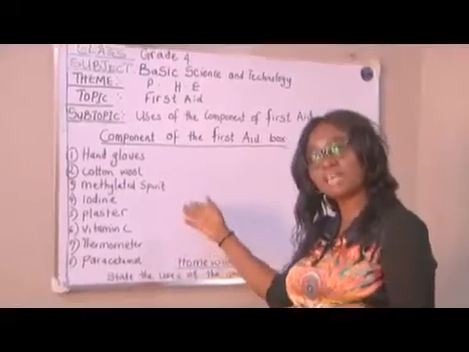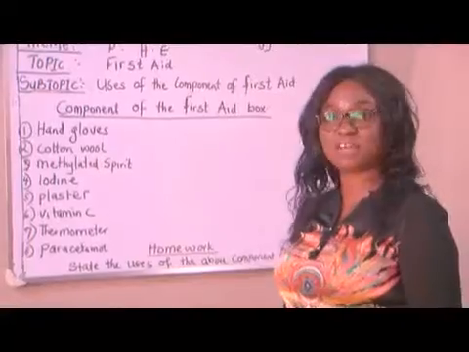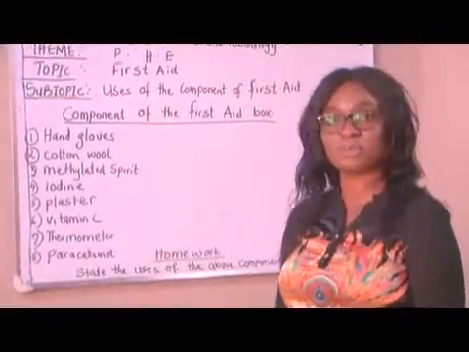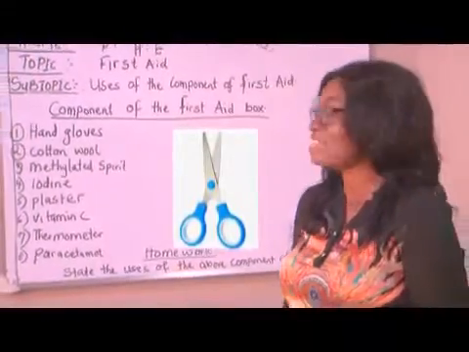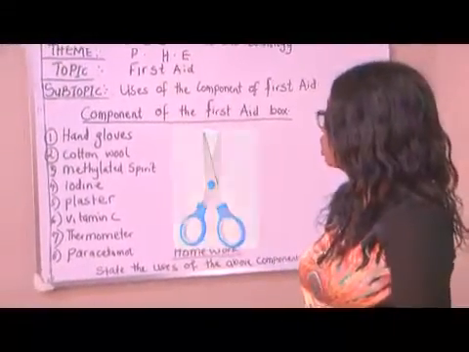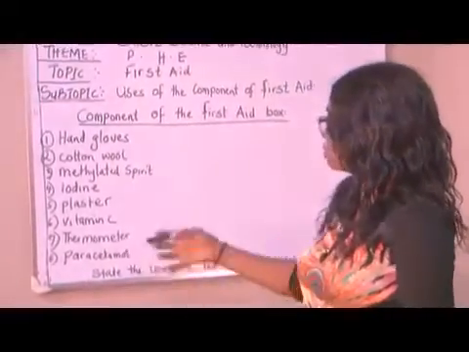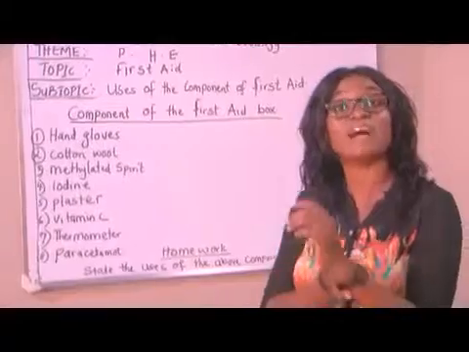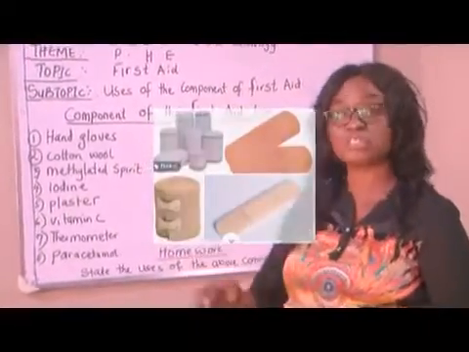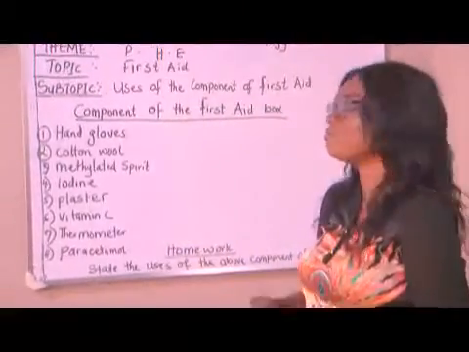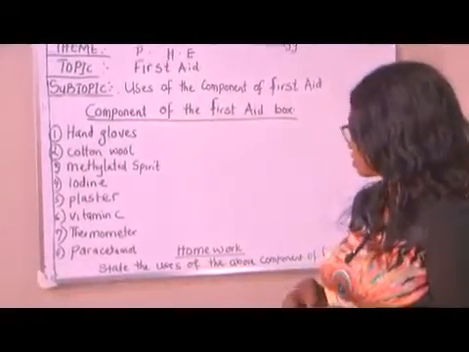We have many other things. There are other things you find in the first aid box aside from the 8 listed on the board. We have the scissors. We also have razor blade. The scissors is what we use to cut the cotton wool. We also use it to cut bandage. Sometimes you find bandage too in the first aid box, so you use the scissors to cut it.